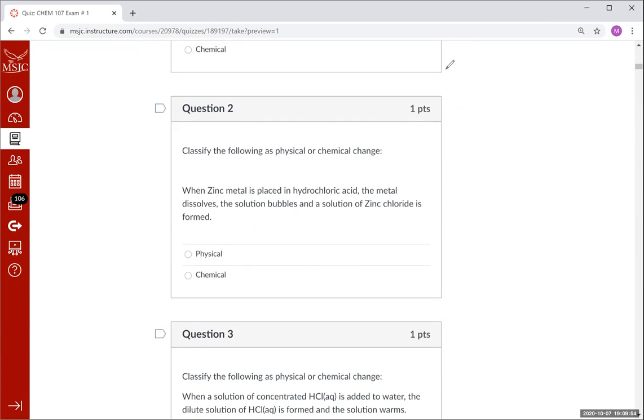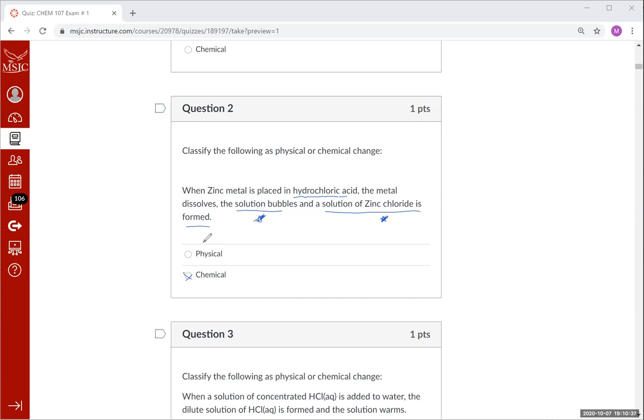So in question 2, we're asked to classify the following as a physical or chemical change. So zinc metal is placed in hydrochloric acid. The solution bubbles and a solution of zinc chloride is formed. So there are two keywords in this case, bubbles and zinc chloride. Did we change our chemical composition? Is zinc the same thing as zinc chloride? Did we undergo a change in chemical composition? Yes. Yes, so this would be a chemical change. Does that make sense?